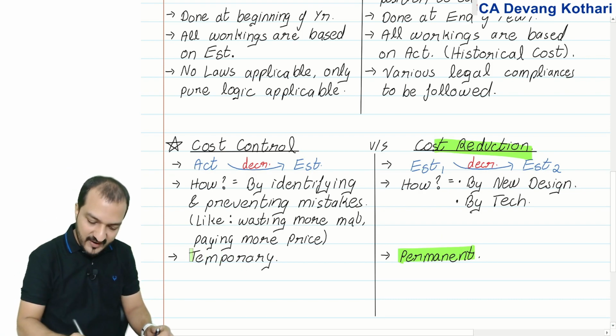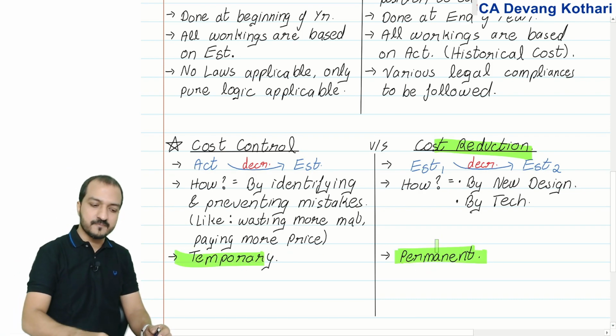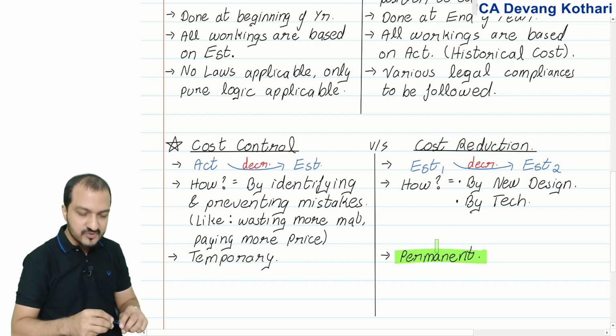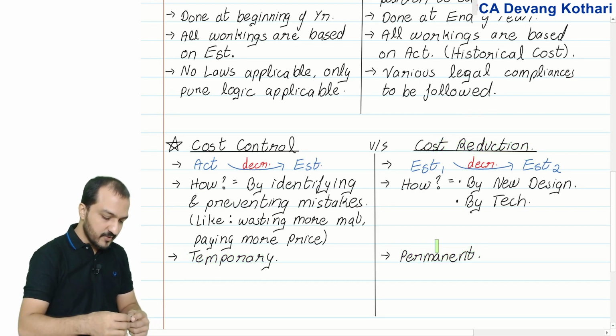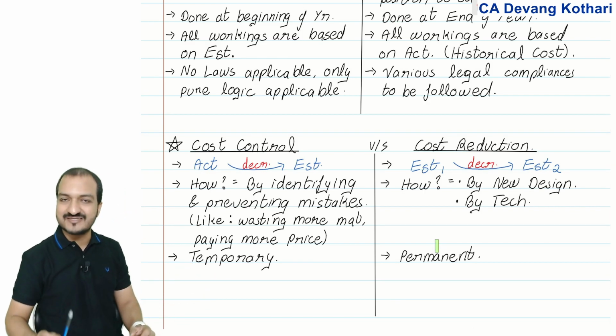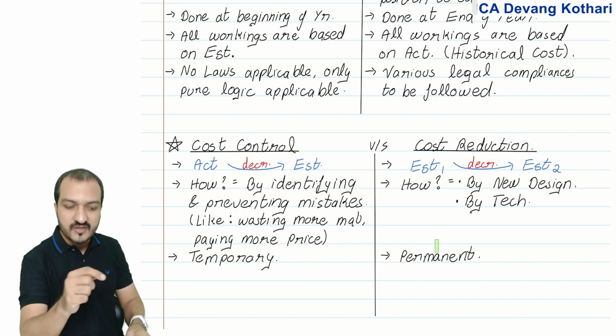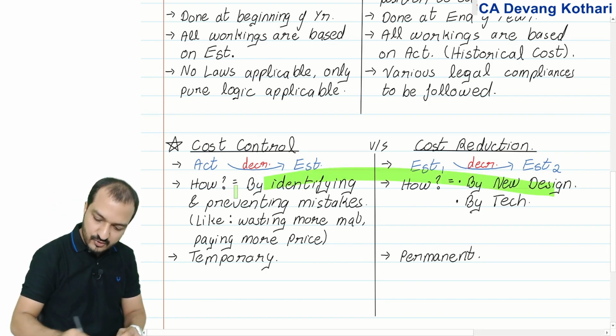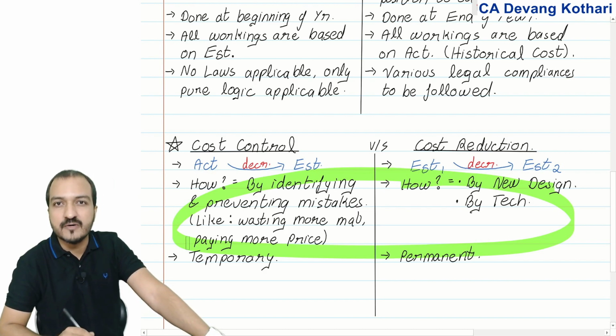Do you understand why temporary and permanent here? I'm sure nobody else will tell you this reason. Almost everybody else will ask you to memorize that cost control is temporary, cost reduction is permanent. I'm giving you the reason with an example over here. That should help you remember. Done?